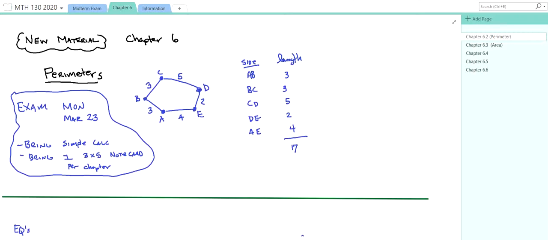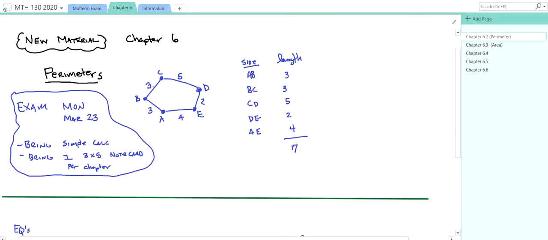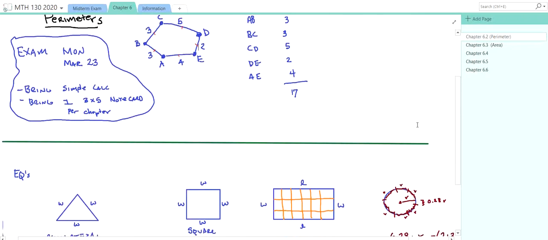And perimeter essentially is just the distance around a polygon. Let's change the thickness of this a little. So for example, we have this distance, which is 3. BC, BA, AB, BC, 3 and 3, 3 plus 3, CD has a distance of 5, DE has a distance of 2, and AE has a distance of 4. We add all those up, we get 17. So that's essentially how we're going to handle perimeters.